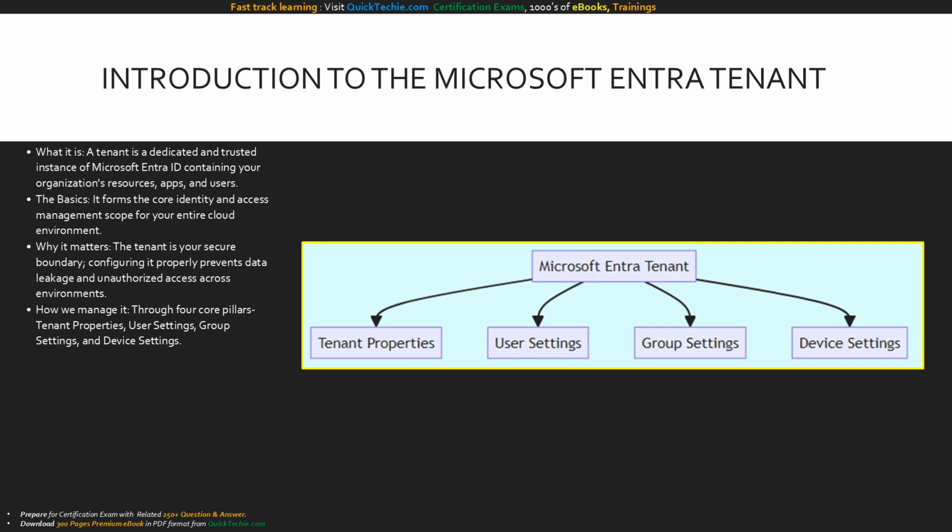Looking at this diagram, you can see the Microsoft Entra tenant sitting at the very center of our architecture. From this central hub, our management tasks branch out into four distinct areas. First, tenant properties, where we define global identifiers. Next, user settings, controlling individual capabilities. Then, group settings, which govern collaboration and bulk access. And finally, device settings, which secure the physical endpoints connecting to our tenant. We will explore each of these nodes step by step.